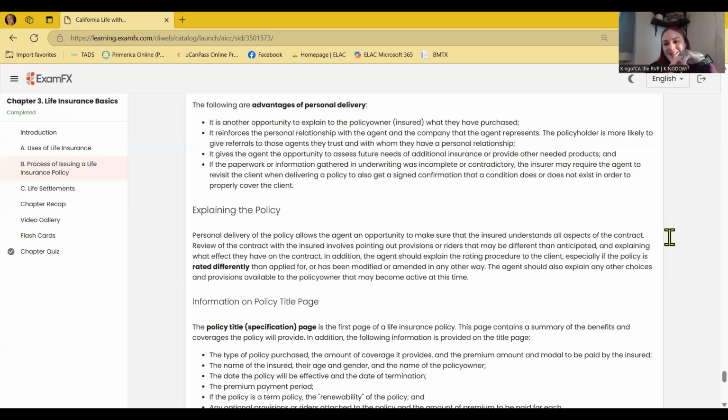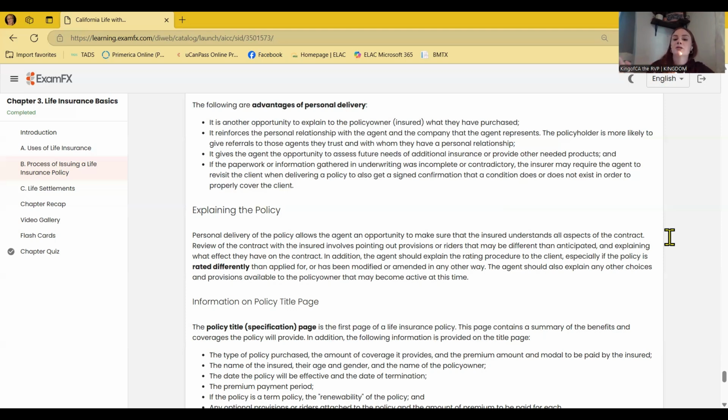Okay, so if you see that question on your test, I sat there and I looked at my test and I was like, technically, that's an advantage, but that was the correct answer, saying that that was not necessary. So the advantages is giving yourself another opportunity to explain to the policy owner what they've purchased so that they understand and are less likely to cancel their policy.